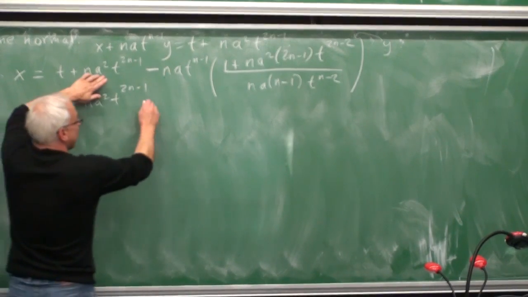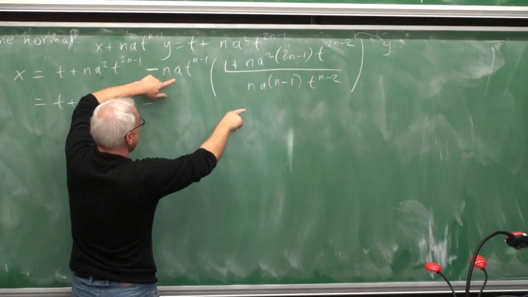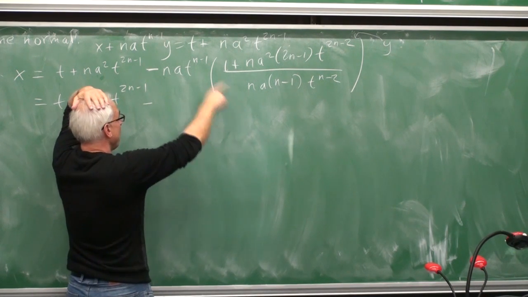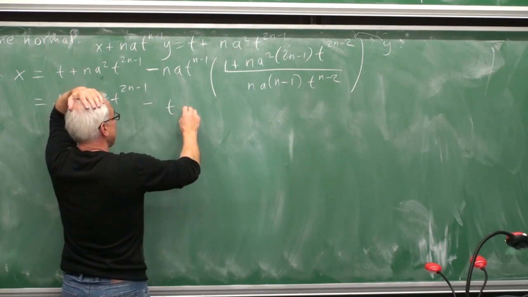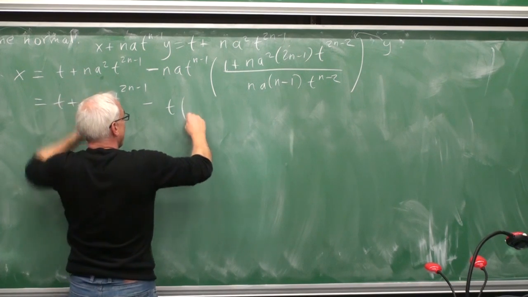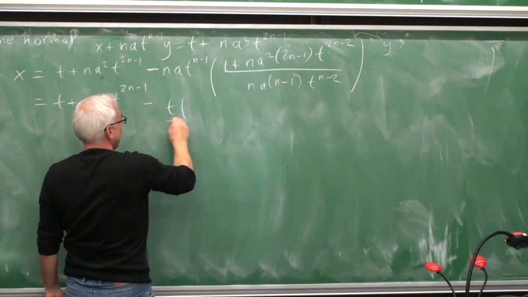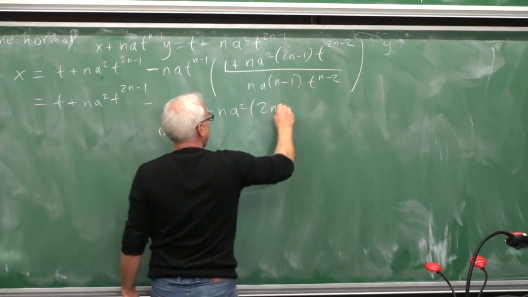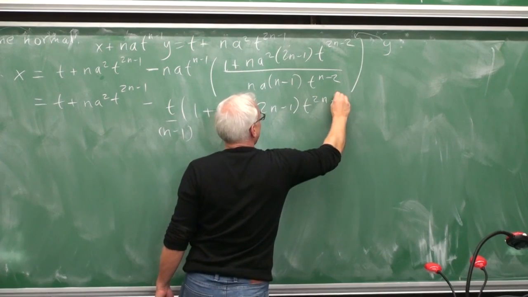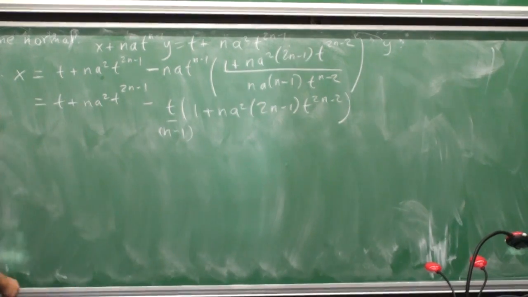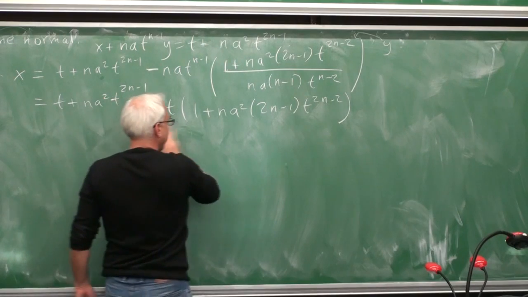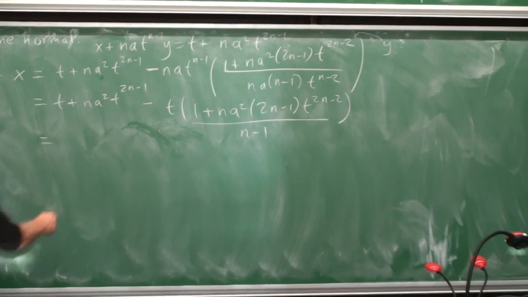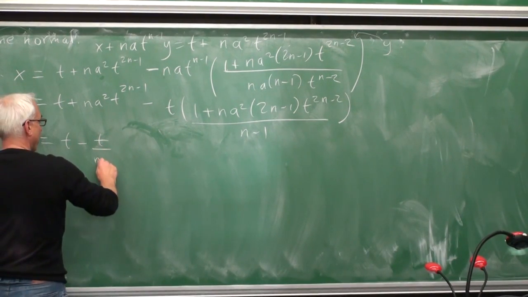Okay, we have repeated that. Now I have to subtract. Na cancels. The t to the n minus 1s cancel. There'll be one more up here, so there'll be a t factor left. There'll be an n minus 1 on the bottom, and a 1 plus na squared 2n minus 1 t to the 2n minus 2. Or maybe I could put that all over n minus 1. Okay, so I'm getting t minus t over n minus 1.